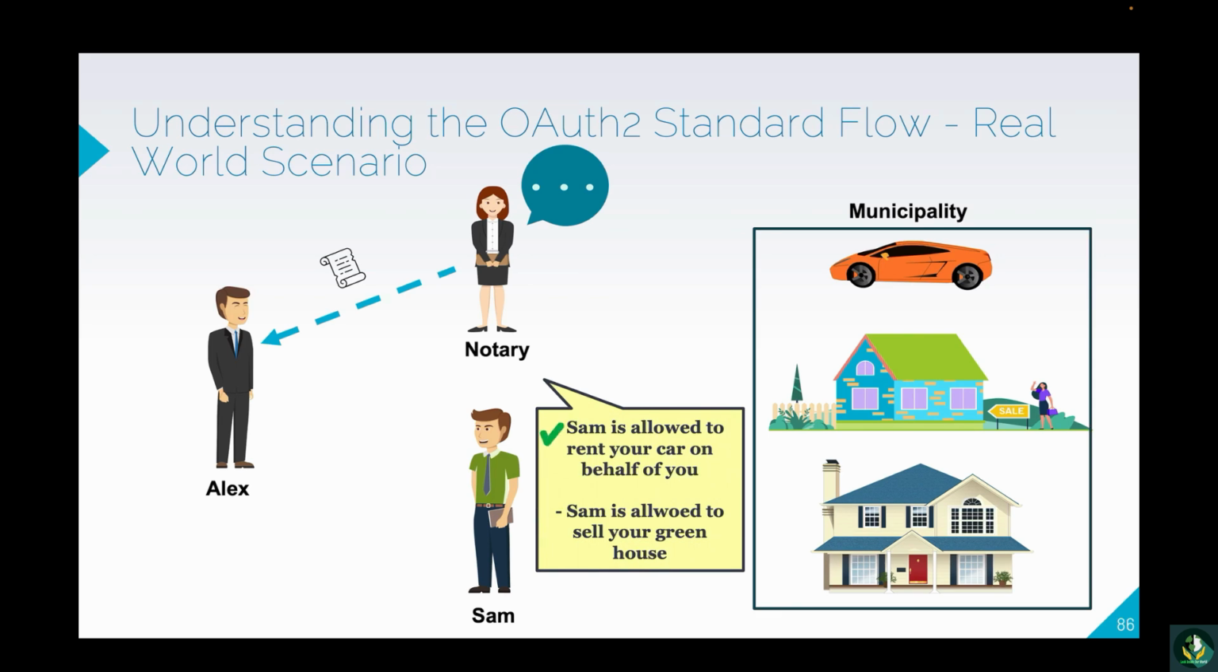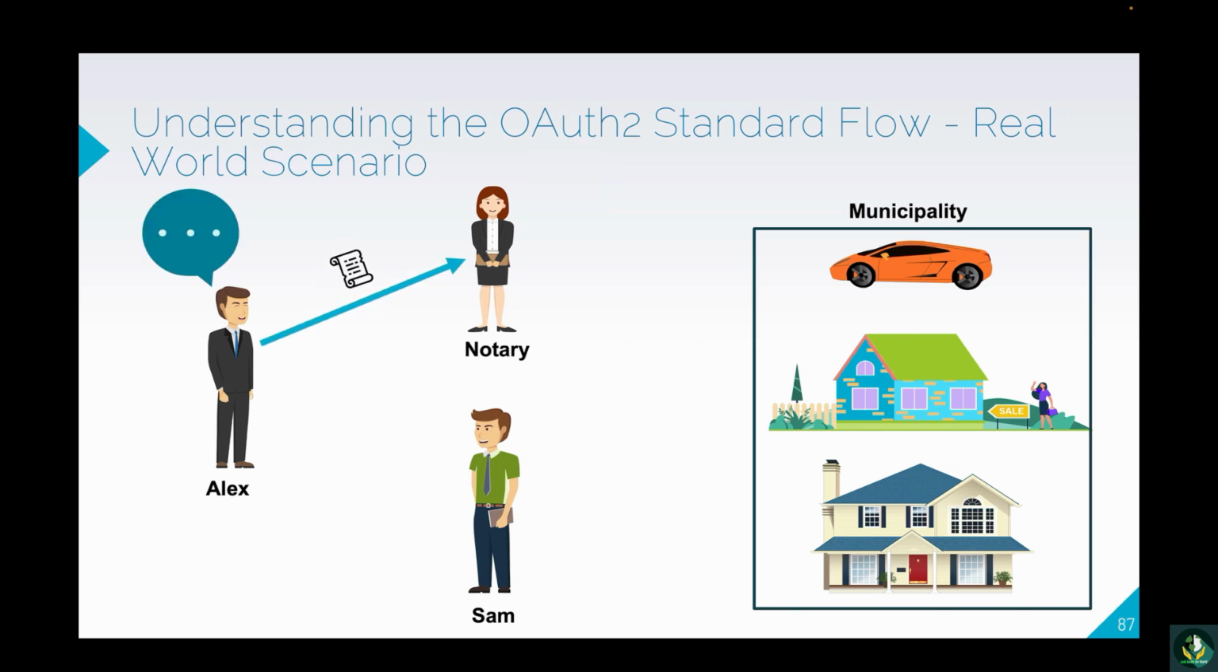Sam is allowed to rent your car on your behalf. Sam is allowed to sell your greenhouse on your behalf. Alex checks everything and confirms. "Yes, everything is correct. You have my approval." Then the notary says, "Great, here is the notarized declaration. Have a fantastic trip. Bye-bye."